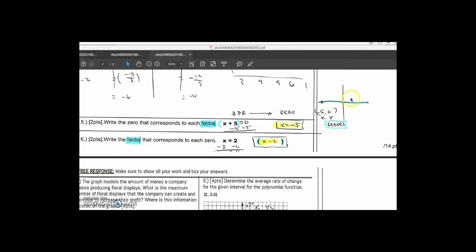And notice how I have that blue line. They call these zeros. Anything that touches the x-axis is called a 0. And so that's what you're looking for. Your answer is x equals negative 5. So that one's just 2 points or nothing.